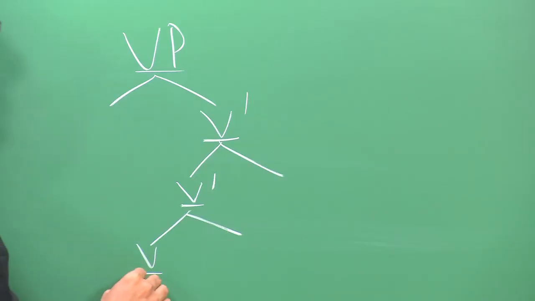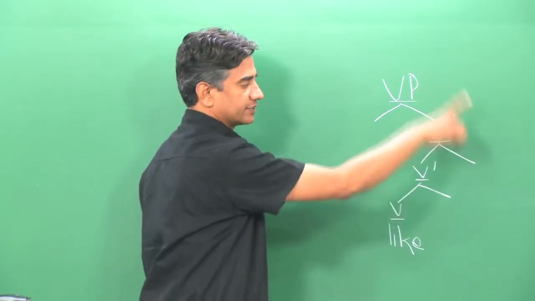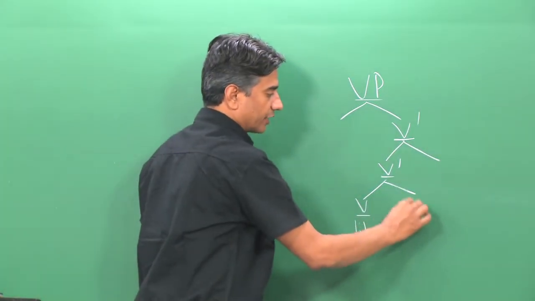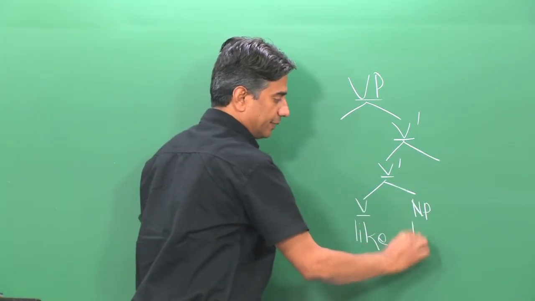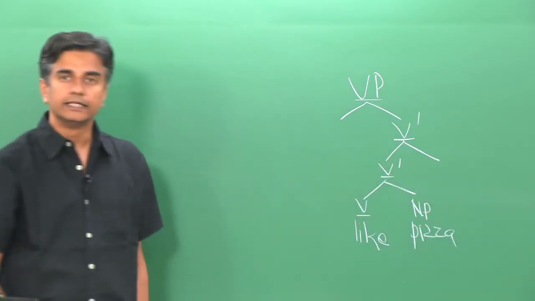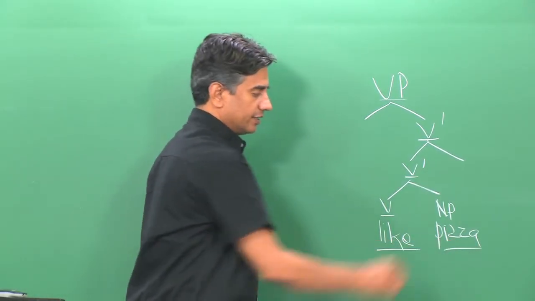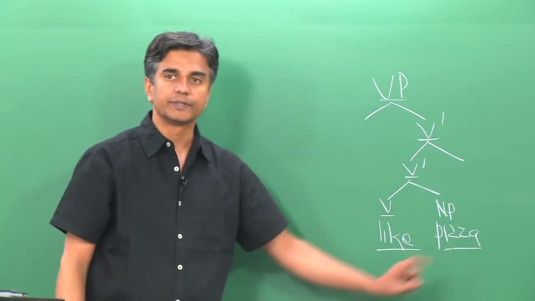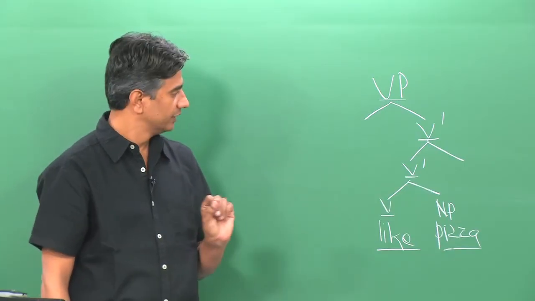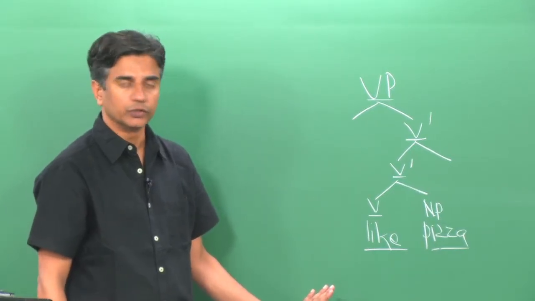We want like here because that's the verb which is the head of this whole phrase. And then this is the place for a complement which is an NP in this case, namely pizza. Now this is a verb, and the NP pizza happens to be the object of this verb. This is what a verb phrase would normally look like.